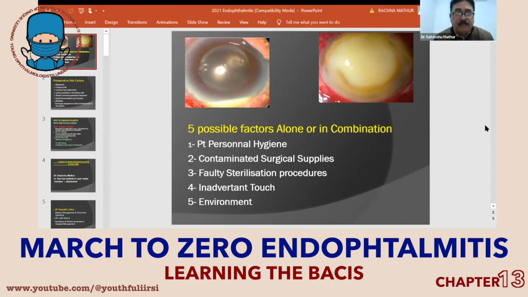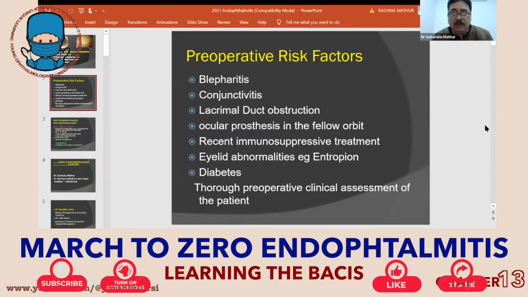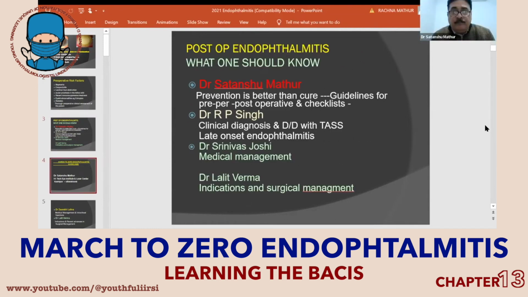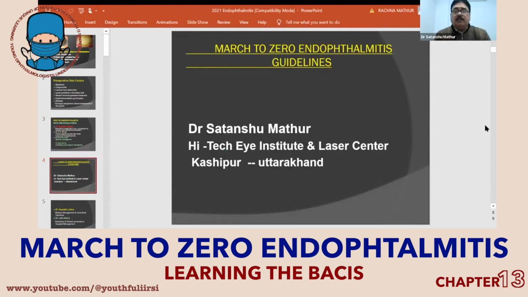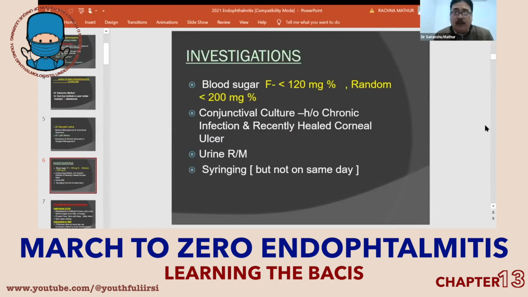Inadvertent touch and environment. What are the preoperative risk factors that we have to take care of? Blepharitis, conjunctivitis, nasolacrimal duct obstruction, recent immunosuppressive treatment. So we should have a thorough preoperative clinical assessment of the patient. What investigations? What I am talking about is under the AIS guidelines. If you mention this in a court of law, you are safe, because AIS is the parent body, and whatever AIS says, everybody has to follow, and the judge has to accept it.